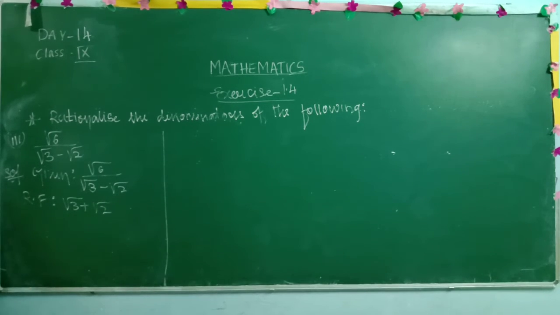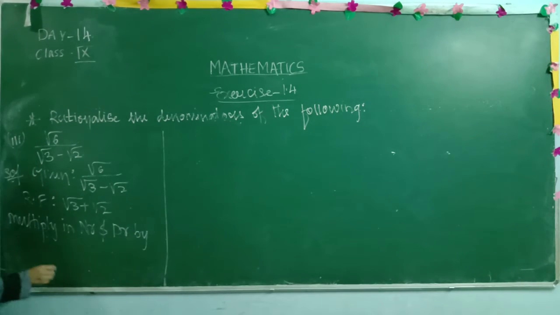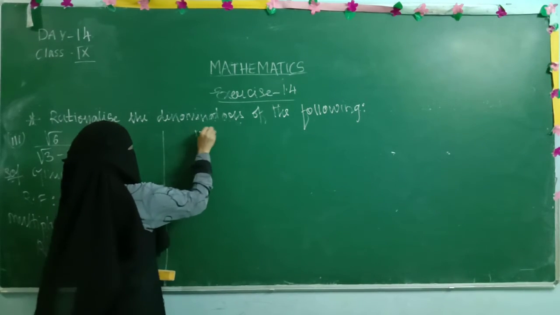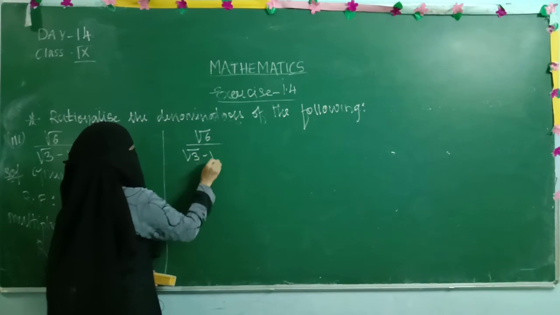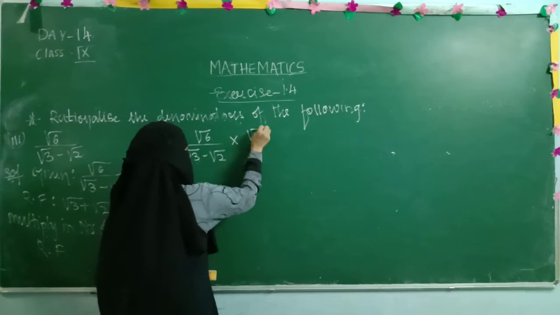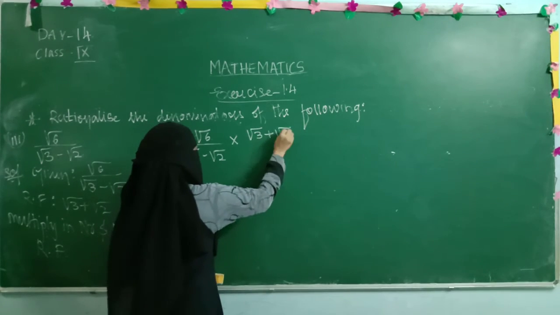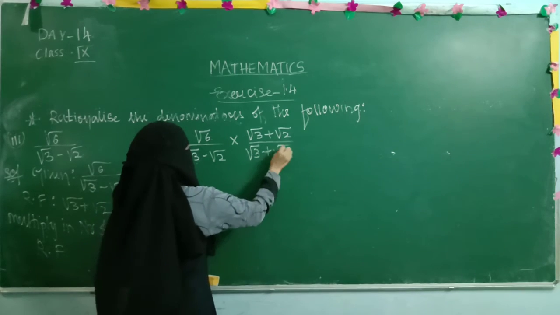Now what is the next step? We need to multiply in numerator and denominator by RF. What is RF? Yes, rationalizing factor. Write the question here: root 6 by root 3 minus root 2 into the rationalizing factor. What is the rationalizing factor? Root 3 plus root 2 by root 3 plus root 2.